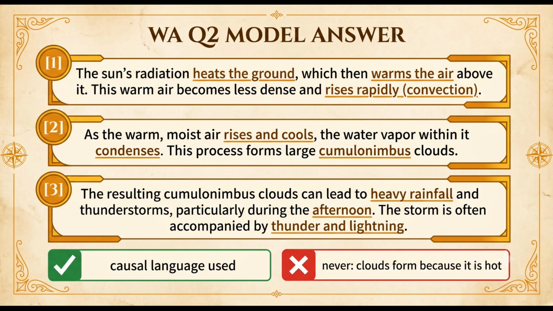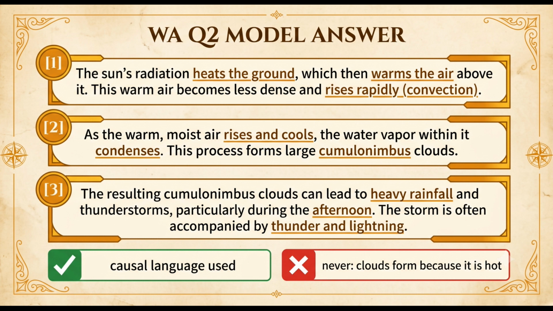Here is the model answer for WA Question 2. Mark 1. Strong solar radiation heats the ground throughout the morning, warming the air above. The warm air becomes less dense and rises rapidly. This is called convection. Mark 2. As the air rises and cools at higher altitudes, water vapor condenses to form large cumulonimbus clouds. Mark 3. This produces heavy rainfall in the afternoon, often accompanied by thunder and lightning.